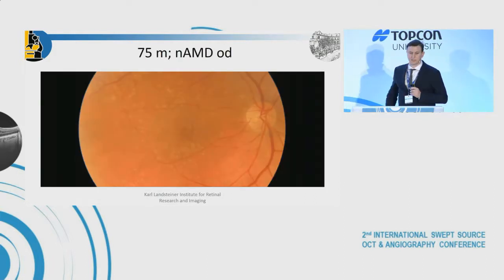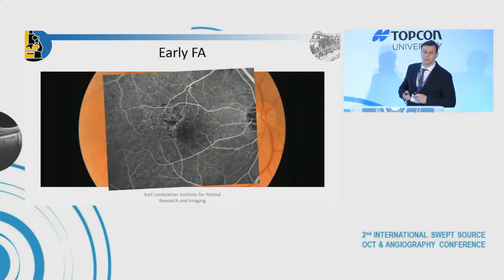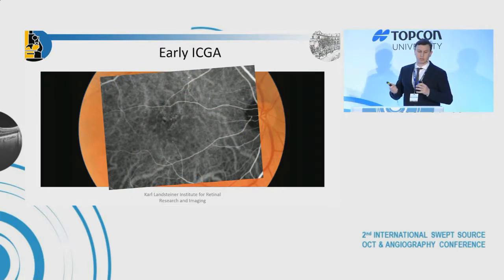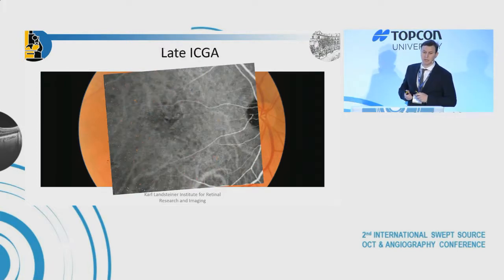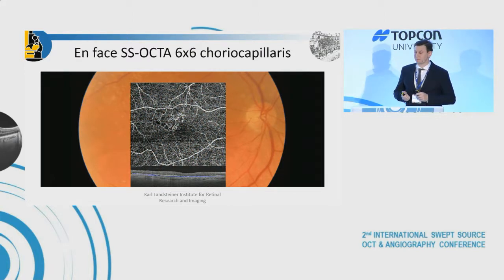I want to give you some examples. This is a 75-year-old male with an nAMD in his right eye with some, I'd say, large, soft drusen. And if we take a look at the angio pictures, you already see some speckled hypofluorescence that becomes more intense in later phases. You have an ill-defined kind of CNV membrane in early ICGA, and also in late ICGA. So this is CNV type 1 in our opinion. And we could clearly depict this CNV within a choriocapillaris slab underneath those projection artifacts.